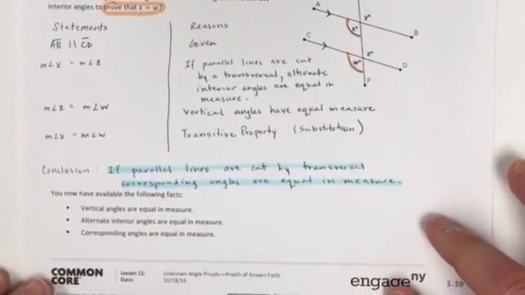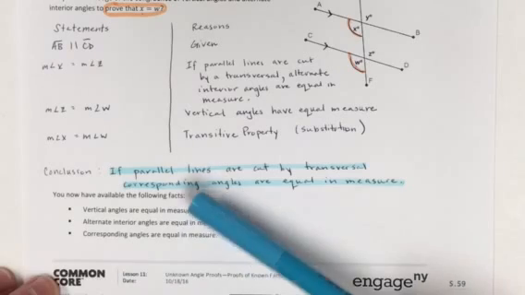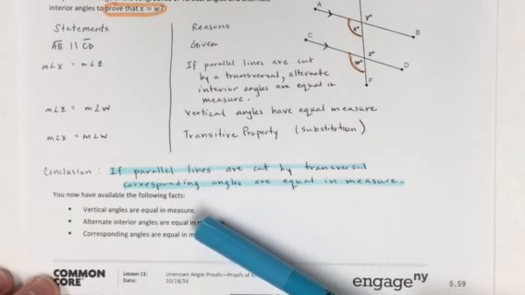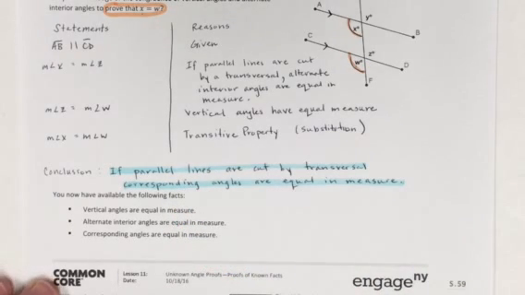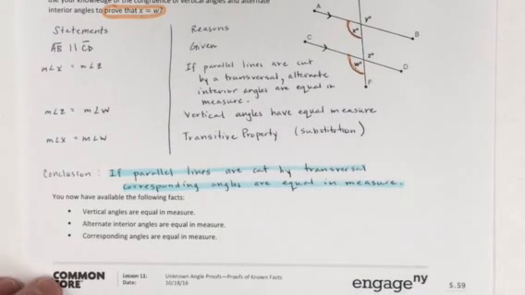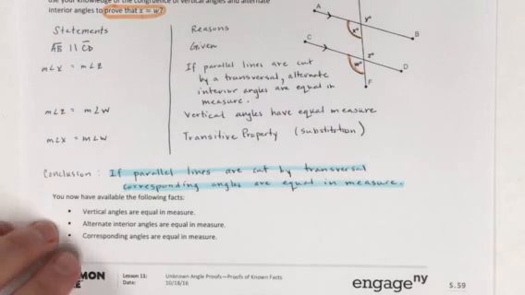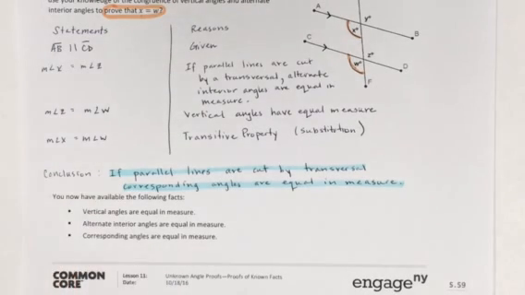Here are the three that you can use. You now have available the following facts: vertical angles are equal in measure, alternate interior angles are equal in measure, and corresponding angles are equal in measure. You want to write those down so that you can use them each time they come up within a proof. Again, go back, rewind if you need to rewatch. Look at the way reasons were given for each step. Make sure you're familiar with the vocabulary words proof and theorem, and with each of the three theorems that you have proven already so that you can use them in the future. Thank you.